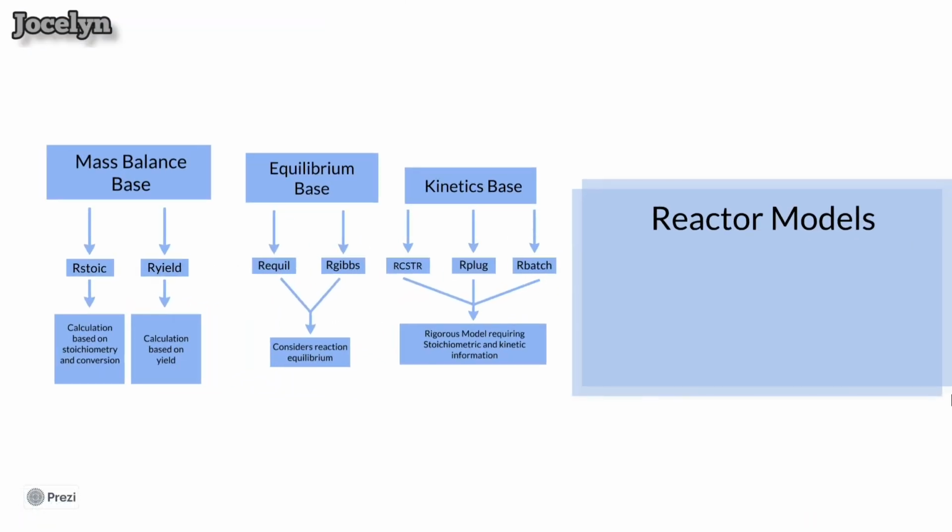In Aspen, there are 7 models that we can use as a reactor, and we have grouped them into mass balance-based, equilibrium-based, and kinetic-based models. The last two are just not suitable for our simulation because they are too detailed and rigorous, and we just do not have the information we need to model them.